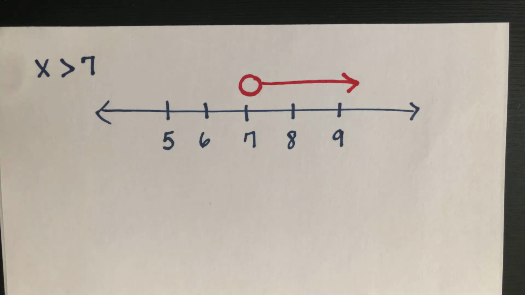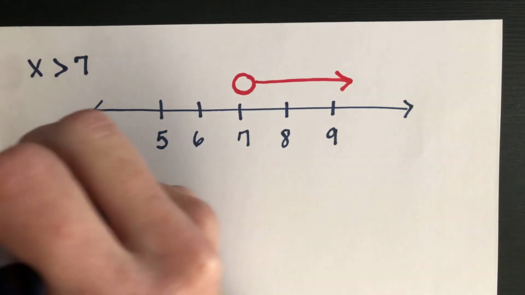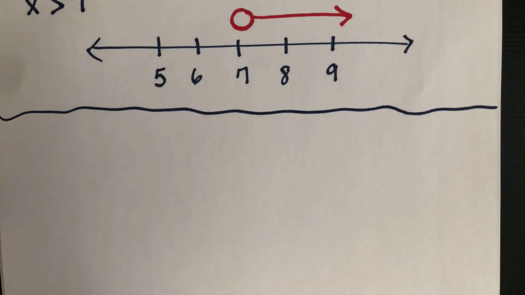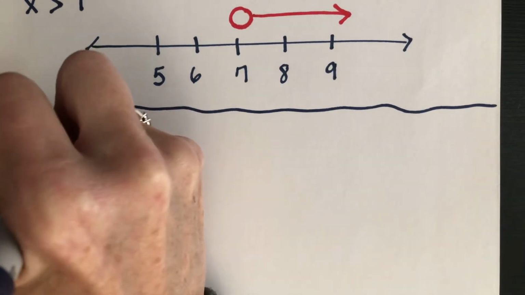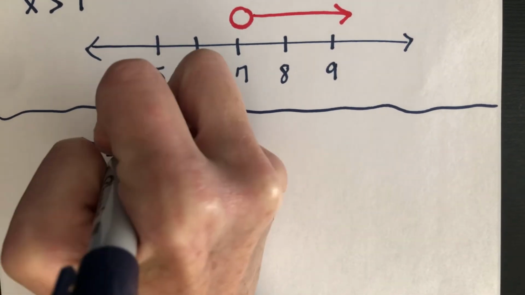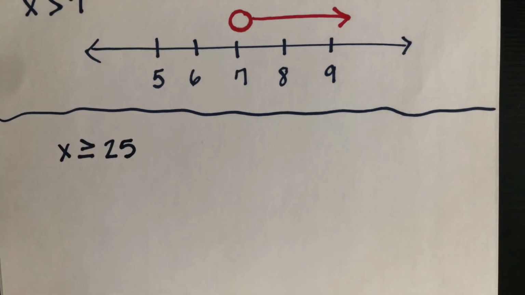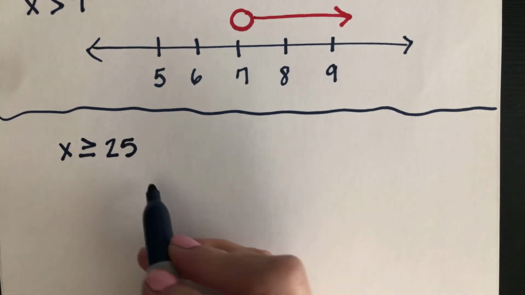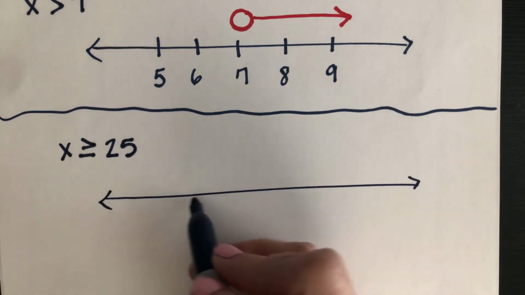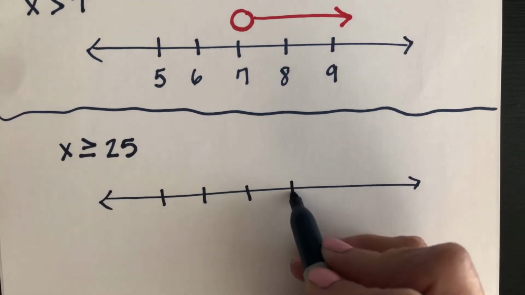Let's try another one. Again, pause at any time to keep up. X is greater than or equal to 25. So I'm going to draw my graph, my number line.